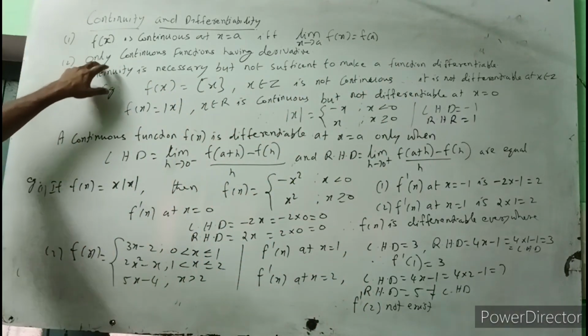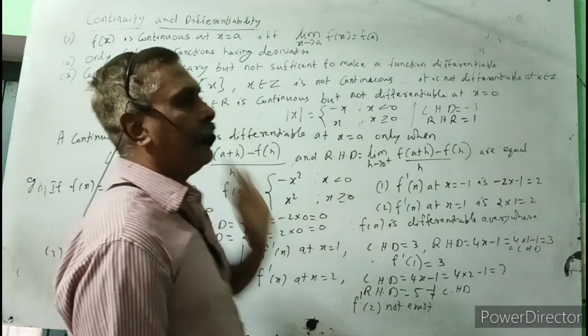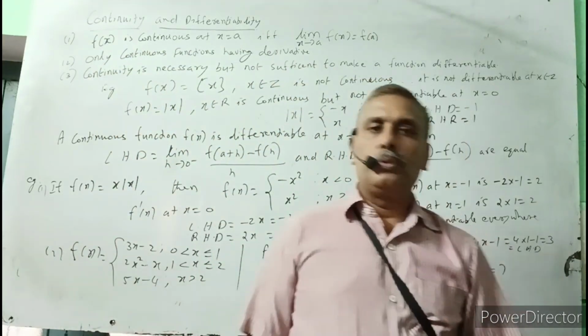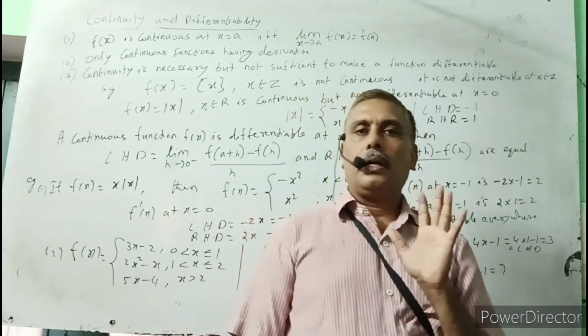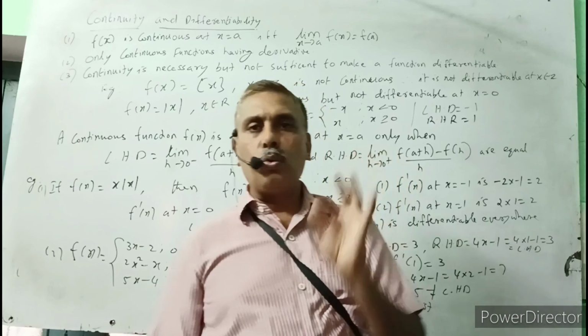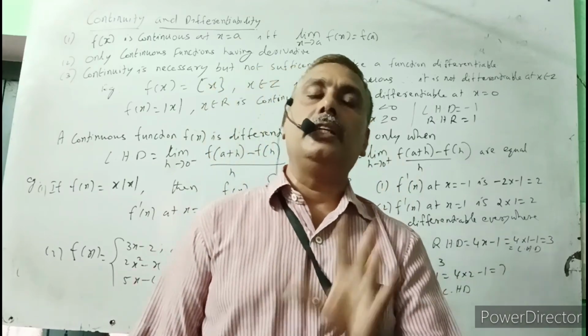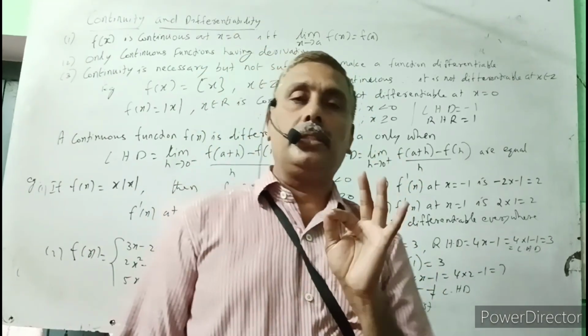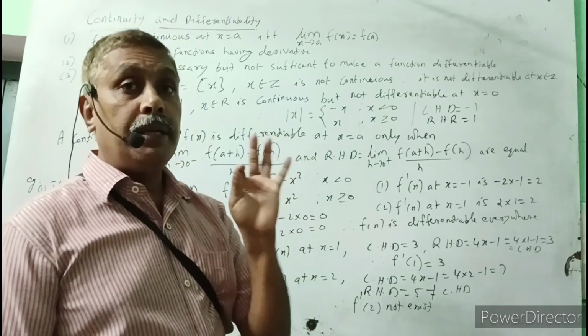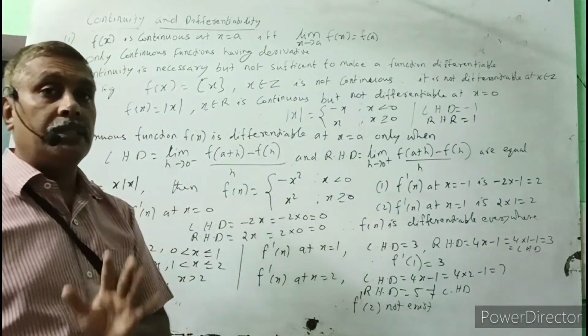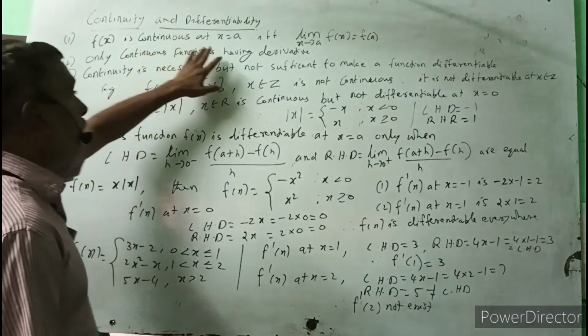Now secondly, do only continuous functions have derivatives? So the first important rule for a function to be differentiable is that it must be continuous. That is compulsory. Continuity is compulsory.